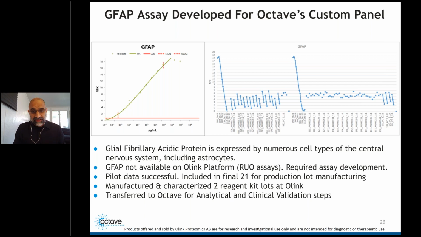So Olink developed this process. We accessed reagents, and we first looked at pilot data to determine that the assay had met some preliminary specifications. The assay performed well in the pilot data, and we then included it in the final 21 for our production lot manufacturing. So Olink then went through the process of manufacturing and characterizing 2 reagent kit lots at Olink. When the characterization was done and reviewed by Octave, they transferred the reagents to us for us to perform the analytical and the clinical validation steps.